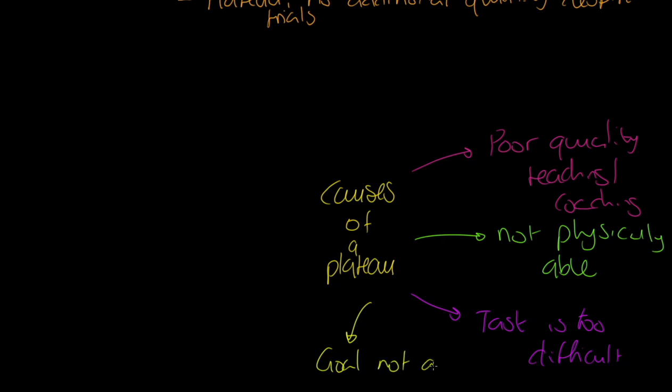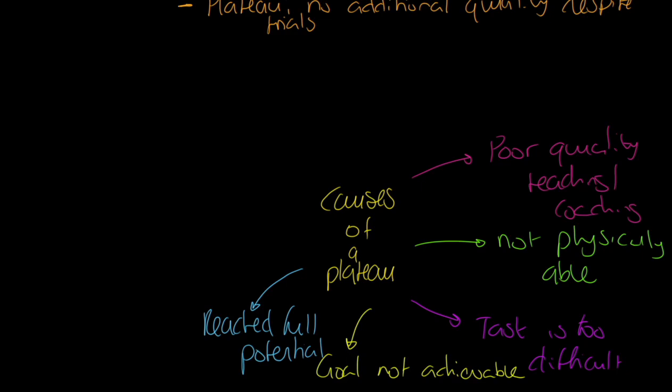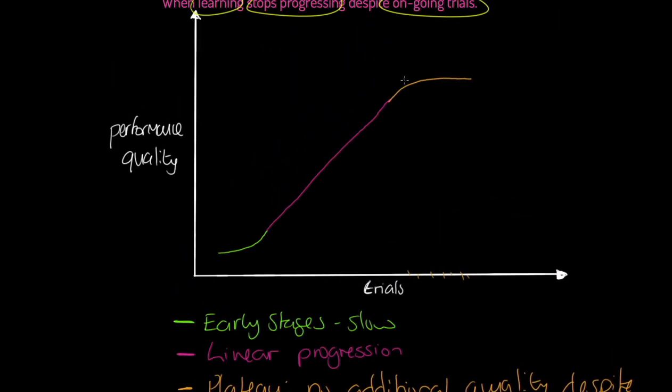Okay, goal not achievable. So we've effectively not used our SMART principle. If you haven't studied that, don't worry, you'll get to it, to actually set an appropriate goal. What about if the individual's reached full potential? What about if I go back to that curve, reach full potential? What if this is actually the best this person is capable of? They can't get higher than that performance quality.